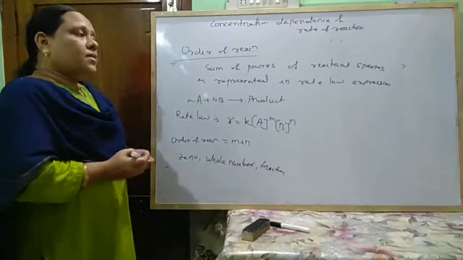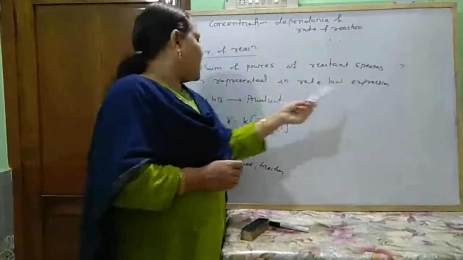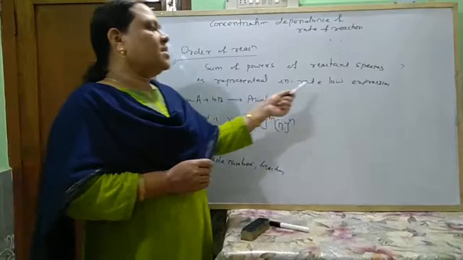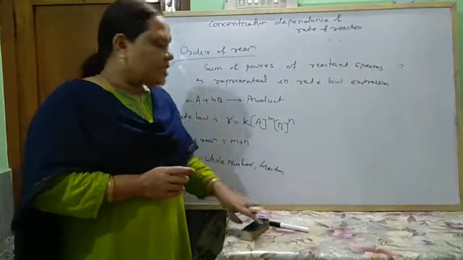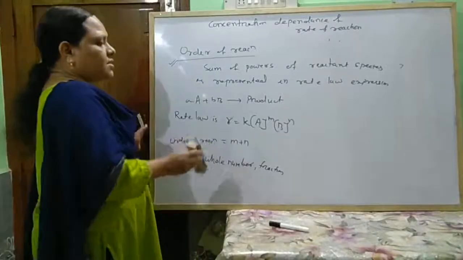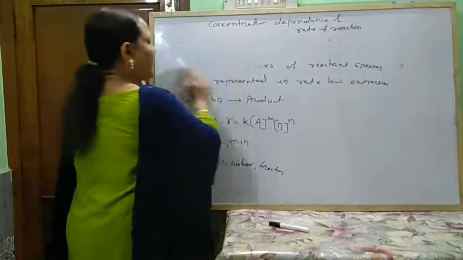So, what is order of reaction? This is the sum of powers of the reactant species as represented in the rate law expression, and this is on an experimental basis. Now, let us consider some examples of this order of reaction.